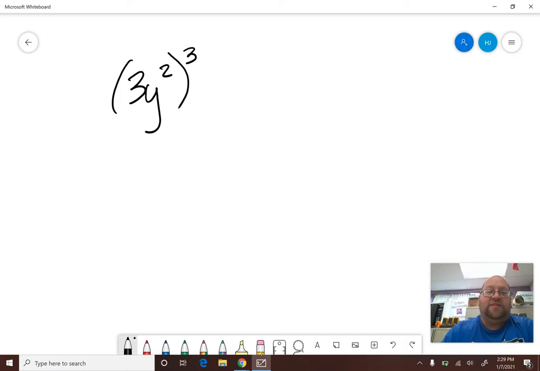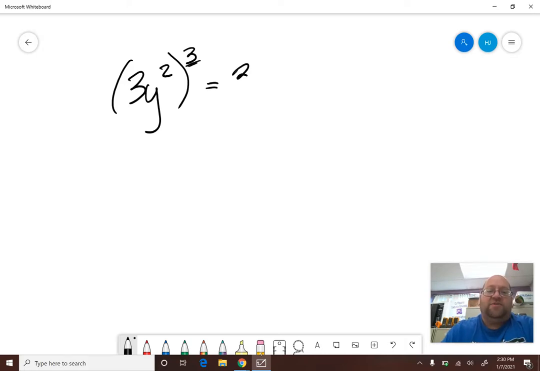So again, we said anytime you have a number right beside a variable, that also indicates multiplication, okay? So another way we could write this particular one, and you don't have to do this every time, I'm just kind of explaining what you do here, is this 3, this exponent applies to everything in here.